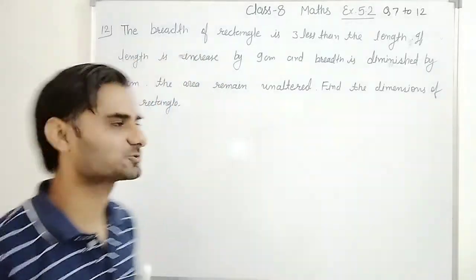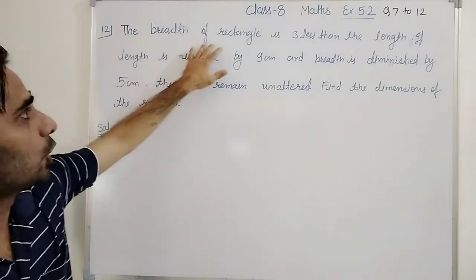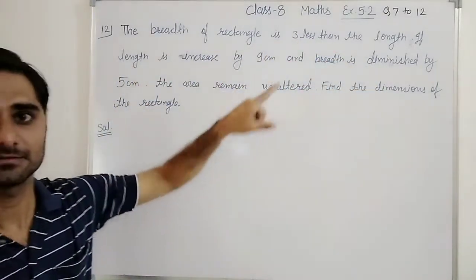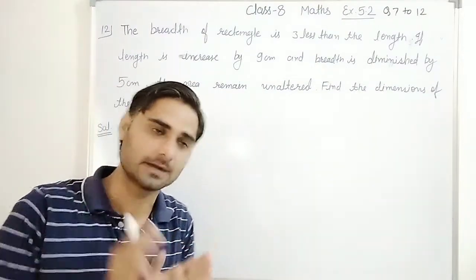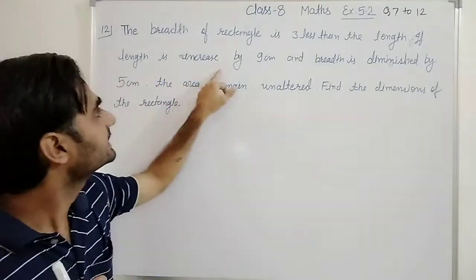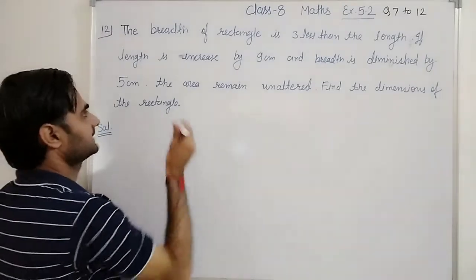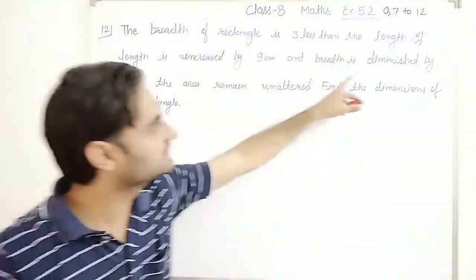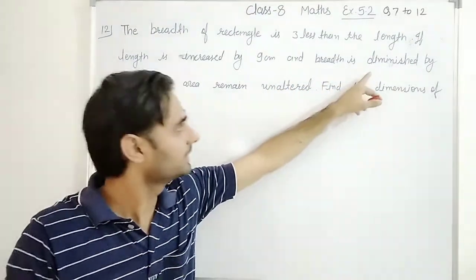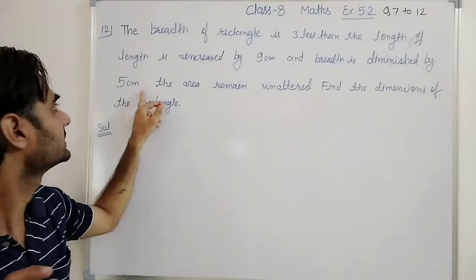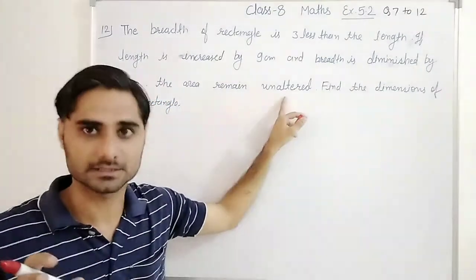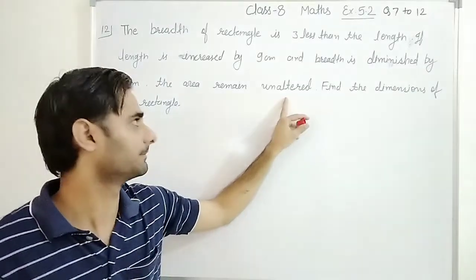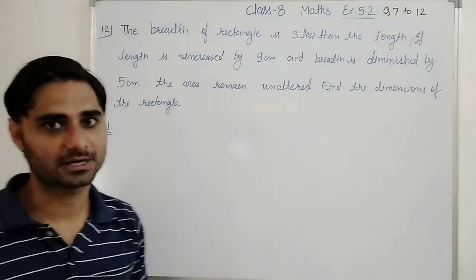See here now, next question. The breadth of rectangle is 3 less than the length. Breadth जो है वो length से 3 कम है. If length is increased by 9 centimeter, breadth diminished का मतलब होता है कम करना. Diminished by 5 centimeter, the area remain unaltered. There is no change in area. What was before, still it is same. Find the dimension of the rectangle.